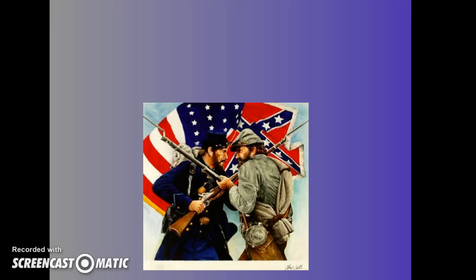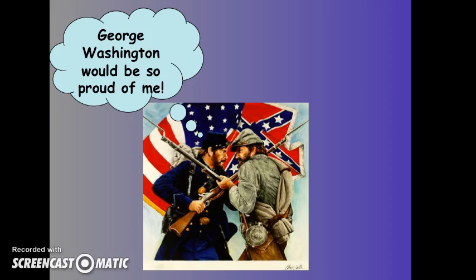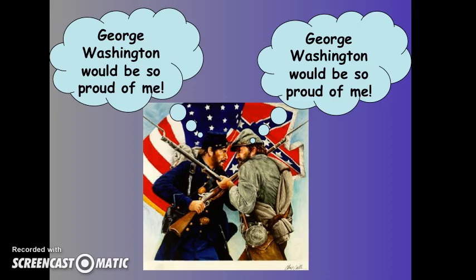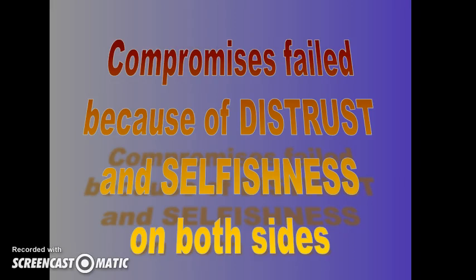So you can imagine these two bearded men here fighting against each other, the blue on the left, the gray on the right, as their uniforms usually were. And one's thinking, George Washington would be so proud of me for fighting like this. And the other guy's thinking exactly the same thing. So that's just an illustration of our revolutionary ideals. All right, moving on to compromises.